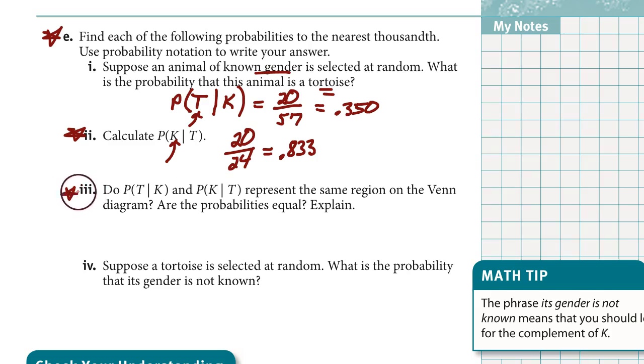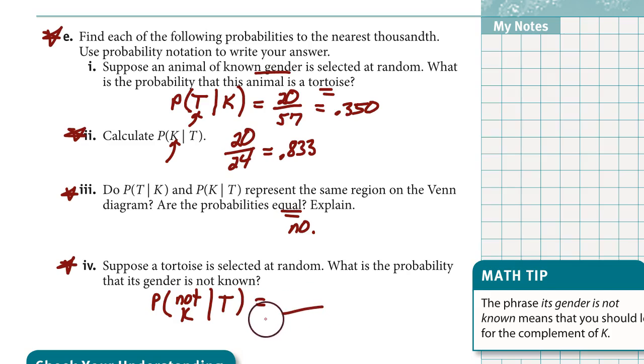Question 3 asks, are those two conditional probabilities equal to each other? And no, they're not. Now work on question 4. I'll pause the video for you. And here's the answer. We want to find the probability that the gender is not known given that it is a tortoise.